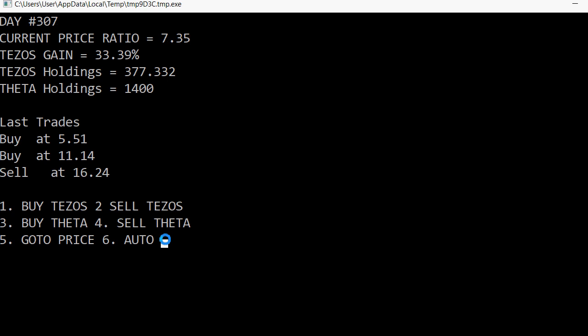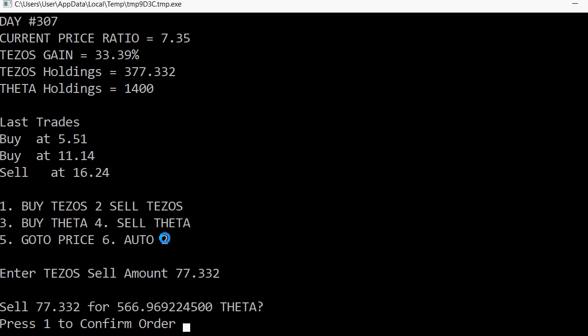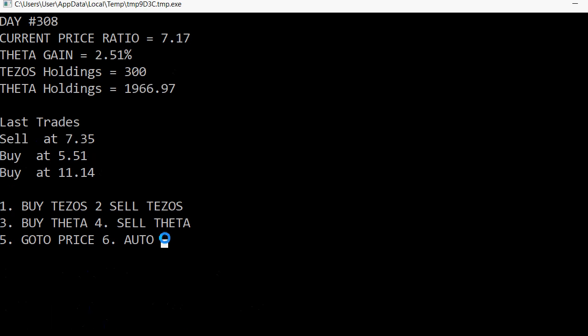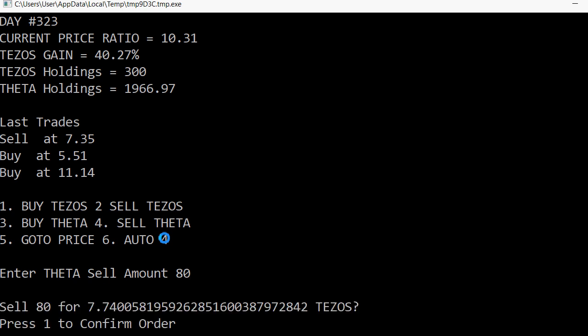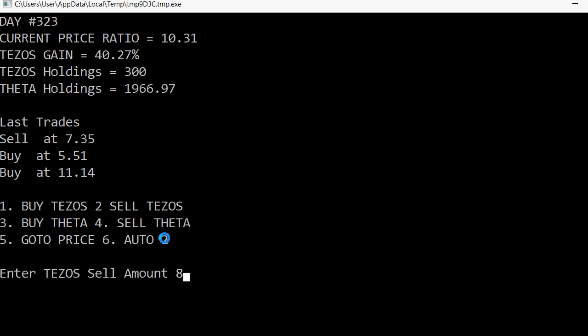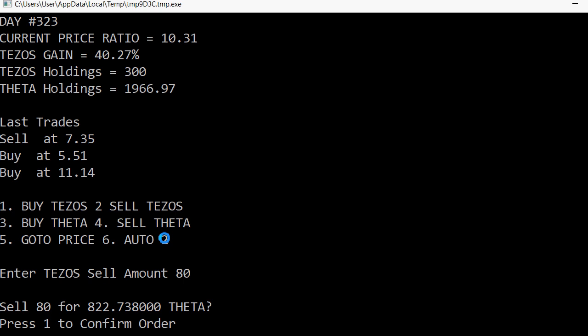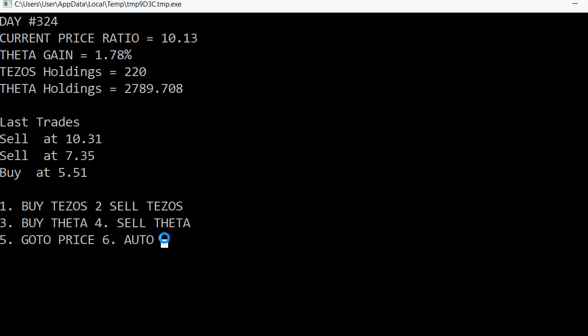Okay, so now we can get some of that 800 back. I'd probably sell maybe the 77, bring it down to 300. And get a good chunk of that 800 back with 567 rounded. And then Tezos gaining some more. Let's get rid of maybe 80 of them. Bring it down to 220. And then that's not what we want to do. That's what we want to do. So for 822, that would bring the Theta up to 27 high change.